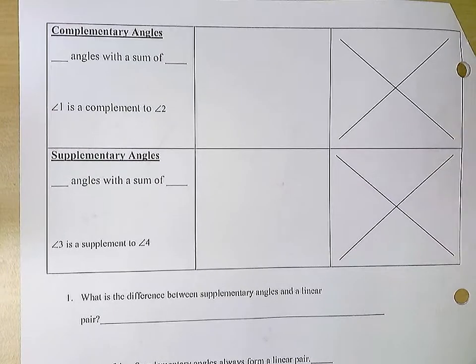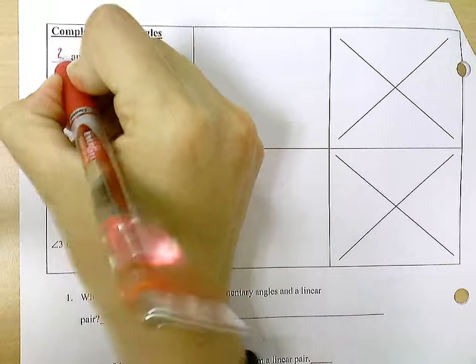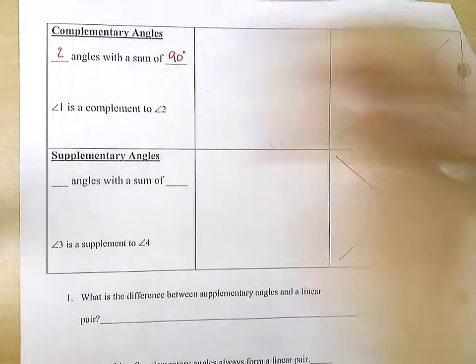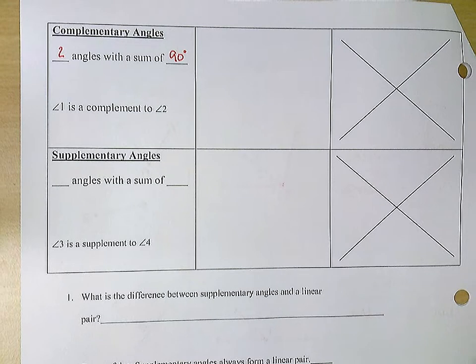All right. Next type. We have complementary angles. Those are 2 angles that sum to 90 degrees. Okay, complementary means they're adding together to be 90. Now you see this big X here? You don't have a non-example of this. Any 2 angles added together to be 90 are complementary angles.